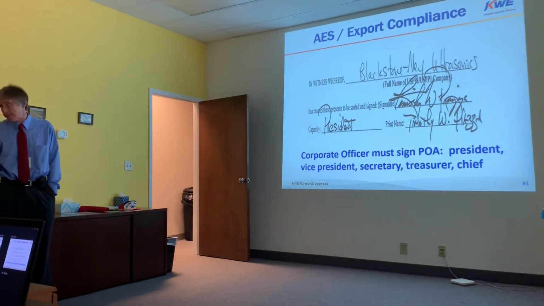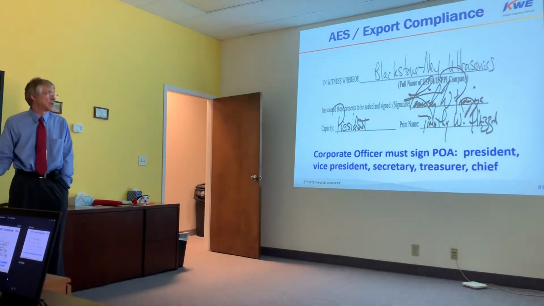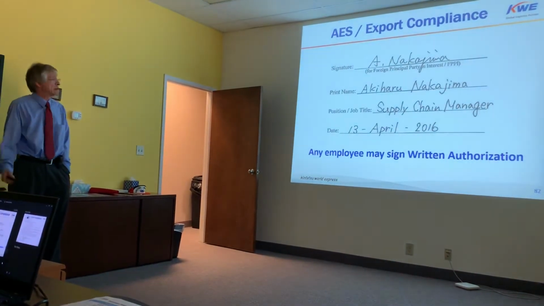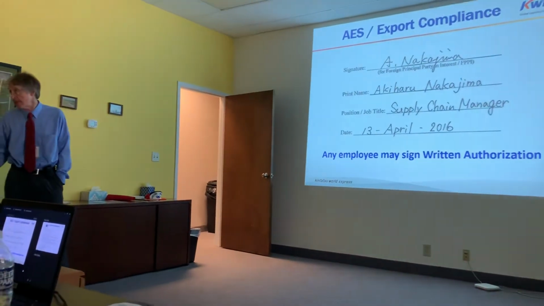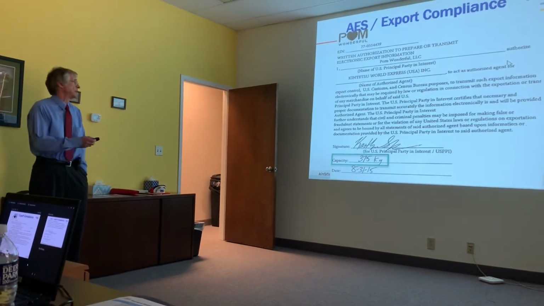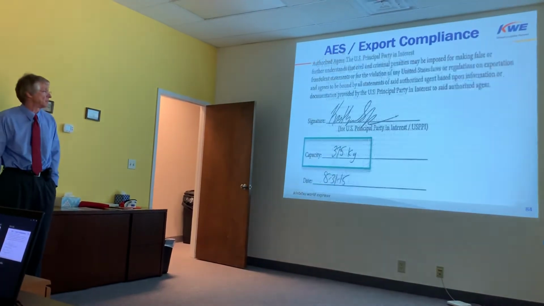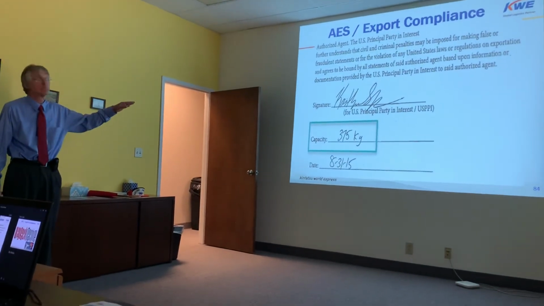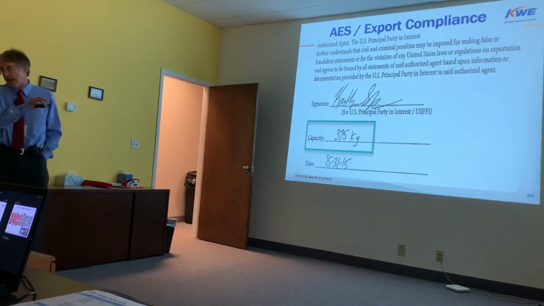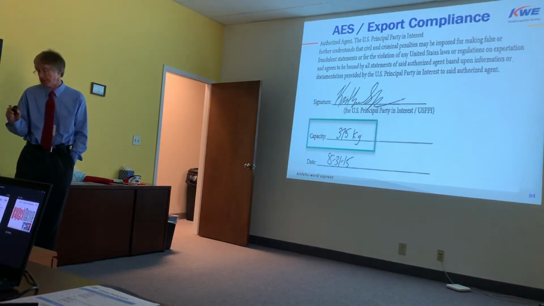A corporate officer must sign a POA. What's a corporate officer? A president, a vice president, a secretary, a treasurer, a chief officer of the company. For a written authorization, any employee of that company can provide us with that form. Be careful too when the form is provided to you. You want to make sure that it's filled out correctly. I think this person here may have misinterpreted what capacity was meant here. So since then, I've redesigned the form to minimize the chance of misinterpretation.